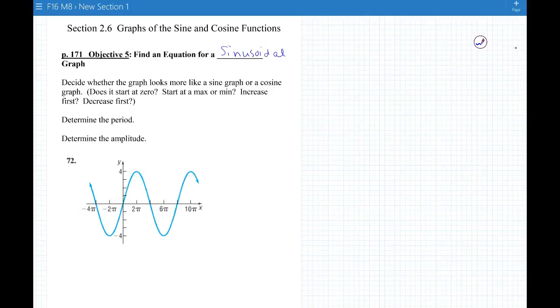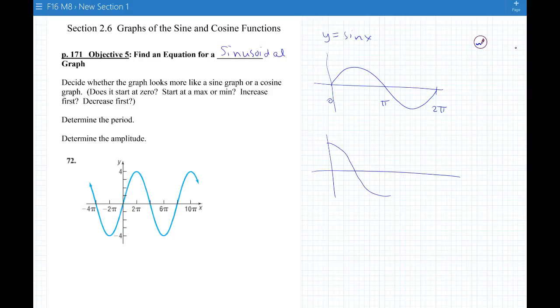So here are the things to look at first. Decide whether it looks more like a sine graph, where y equals sine x. You should be able to do this quickly. The sine graph starts at 0, then increases, and so on. Then the cosine graph starts at the max, at 1, and decreases into a min, and then increases. So this graph, number 72, to me looks more like the sine graph, because it starts at 0 and it increases. So y equals sine x would be the basic graph.